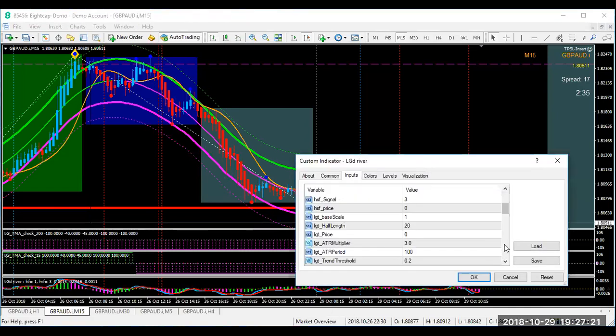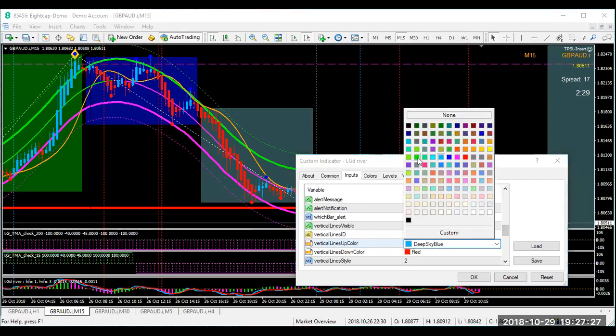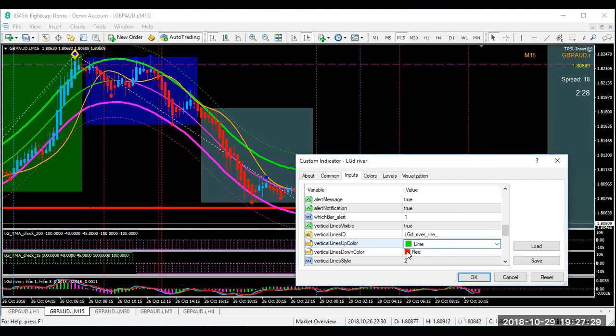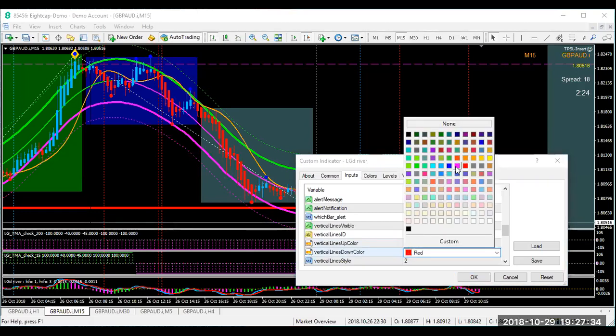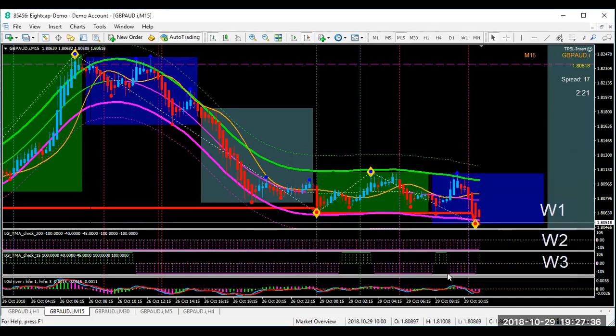All right. Just to go and see, because all the lines are the same color, I'll show you that the setting does give you additional opportunities. That means as a vertical line alert, I'll just change the color so you can see it.